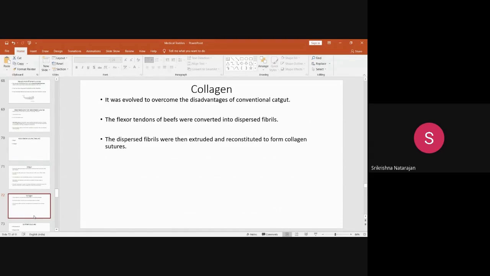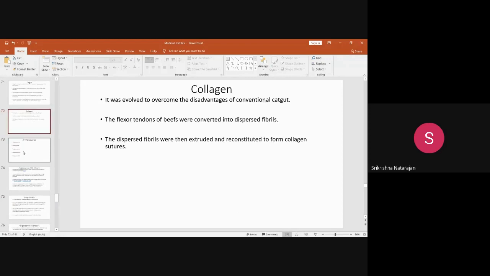Here, the tendons of beef, the connective tissues present in the cattle, are converted into dispersed fibrils. These are extruded and reconstituted to form the collagen suture. So these have a higher strength, and the problems associated with catgut are overcome using collagen. It is one of the popular types of absorbable suture. It will be absorbed within 60 days, that is 2 months, in the human body. This is the property of a collagen type of suture.